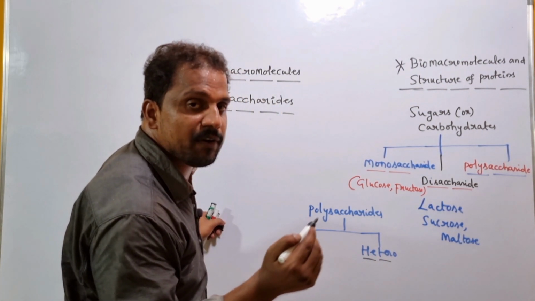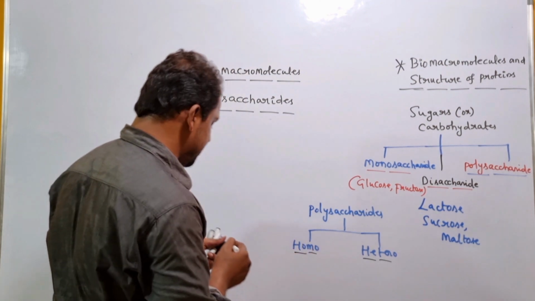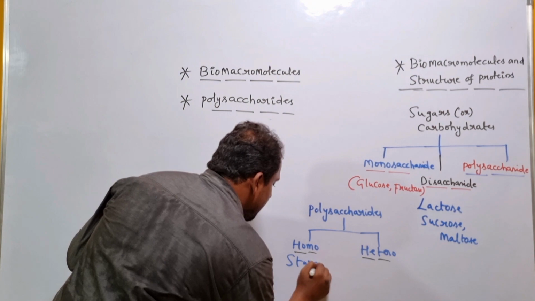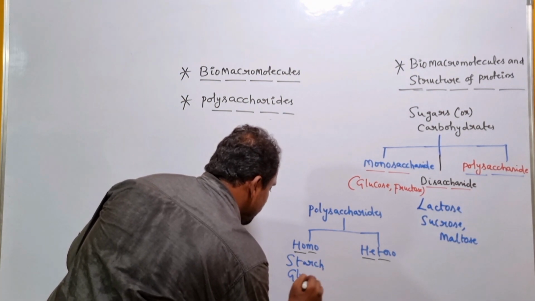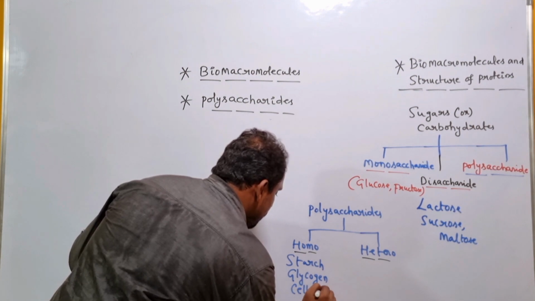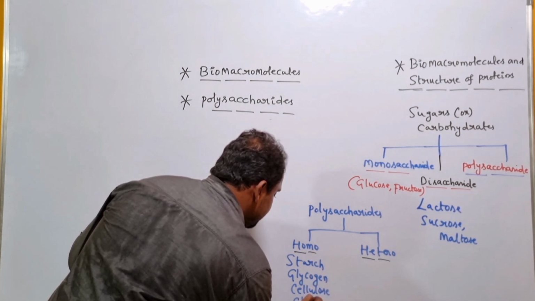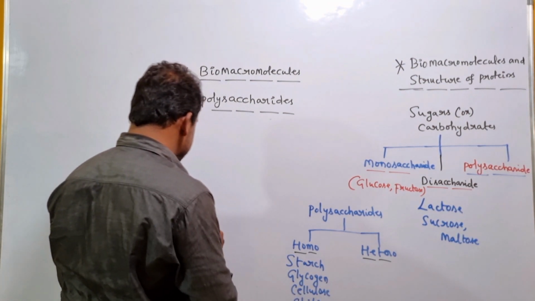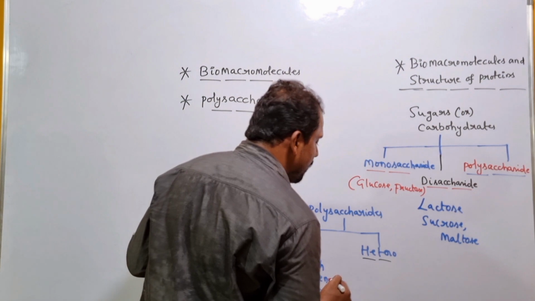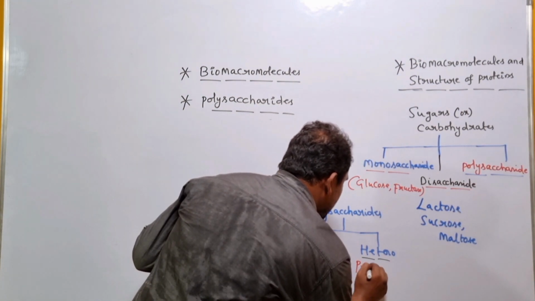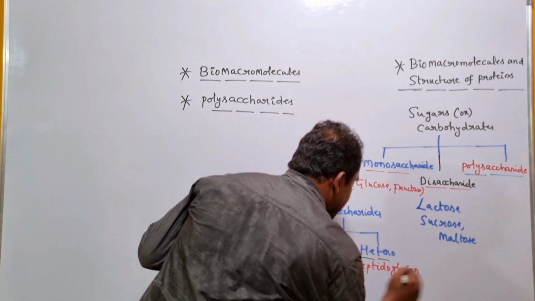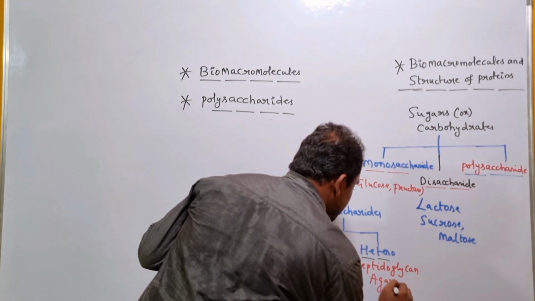The best examples for homopolysaccharides include starch, glycogen, cellulose, and chitin. So all these are the best examples for homopolysaccharides. Then in the same way, the best examples for heteropolysaccharide include peptidoglycan and agarose.